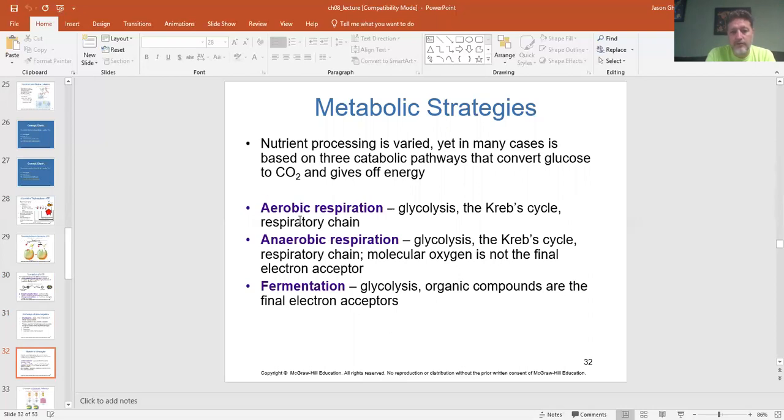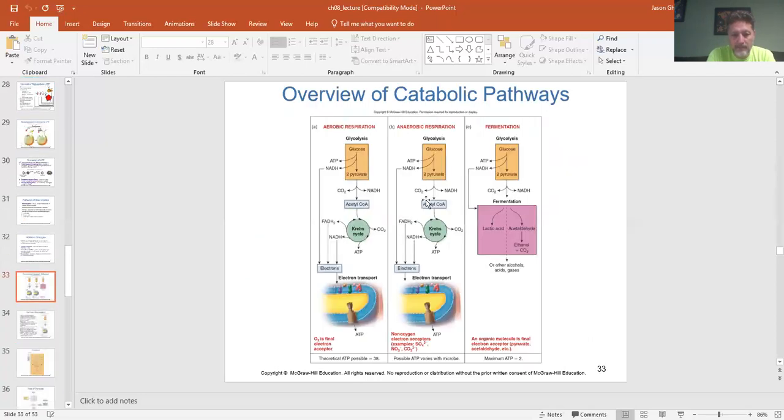Aerobic respiration is using oxygen. Anaerobic respiration does not use oxygen, it uses something else. And then fermentation does not do the Krebs cycle or the respiratory chain. It just stops with glycolysis. So if you look through these processes right here, the aerobic is the one we're going to focus on. This one is very similar, just different final electron acceptors. And then the fermentation, it just does glucose. So everything does glucose, all life.